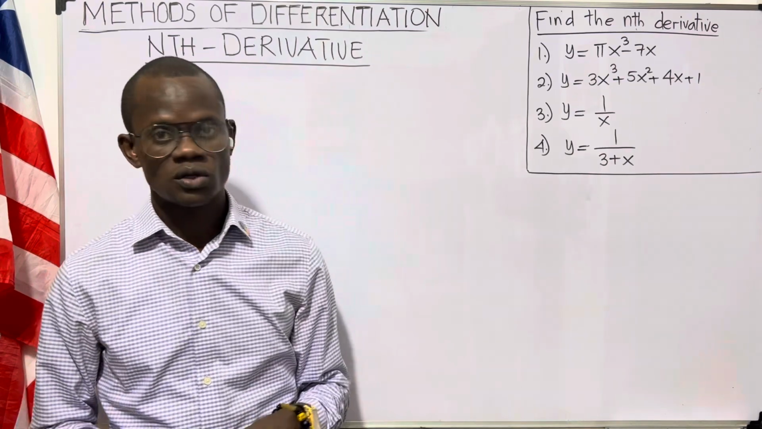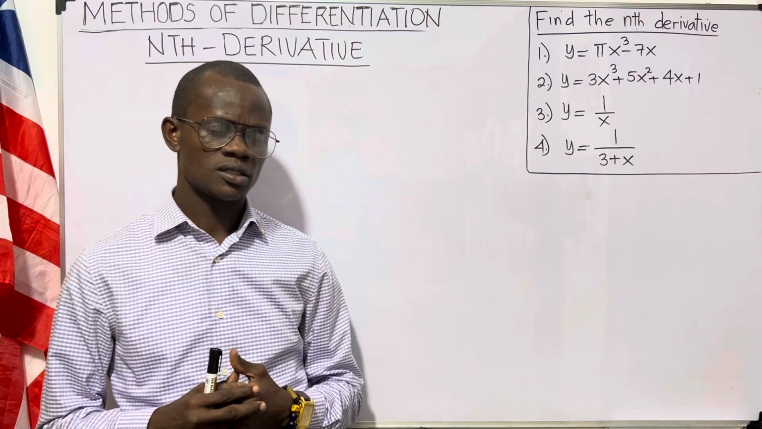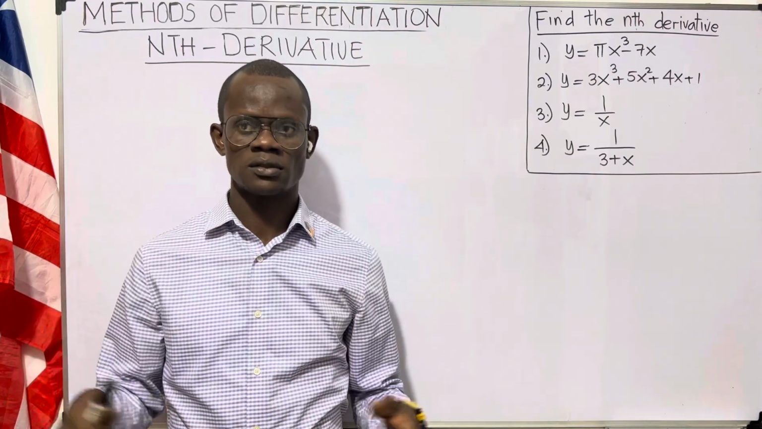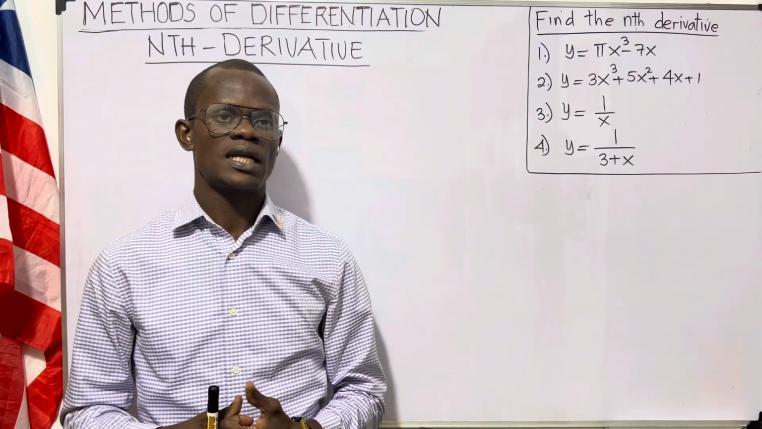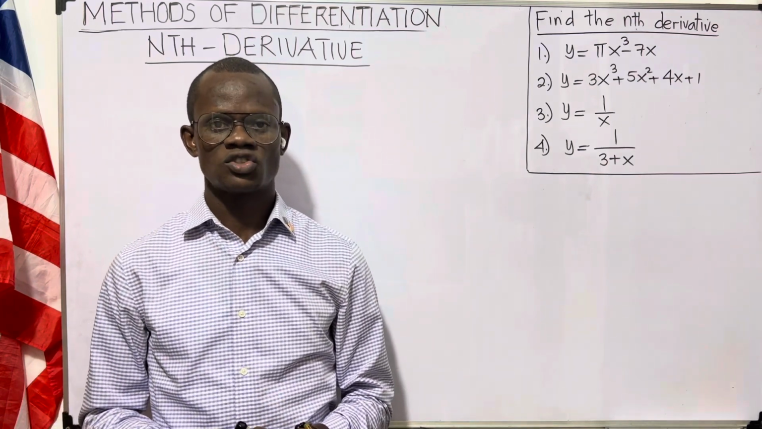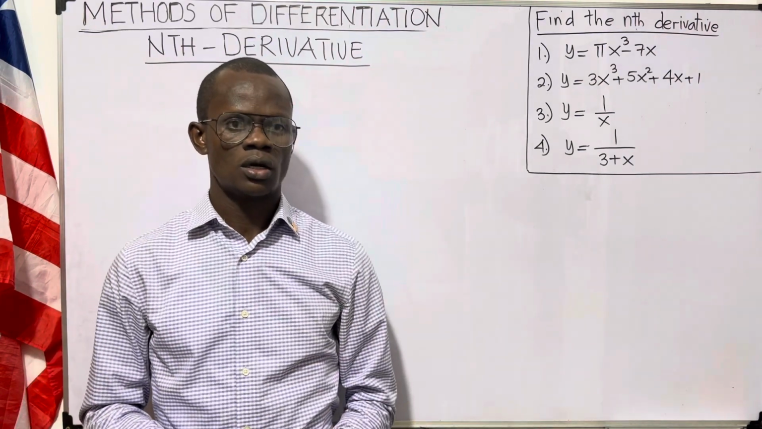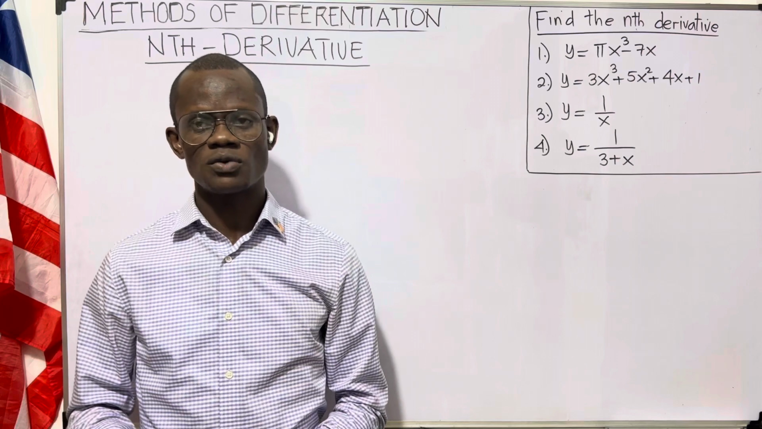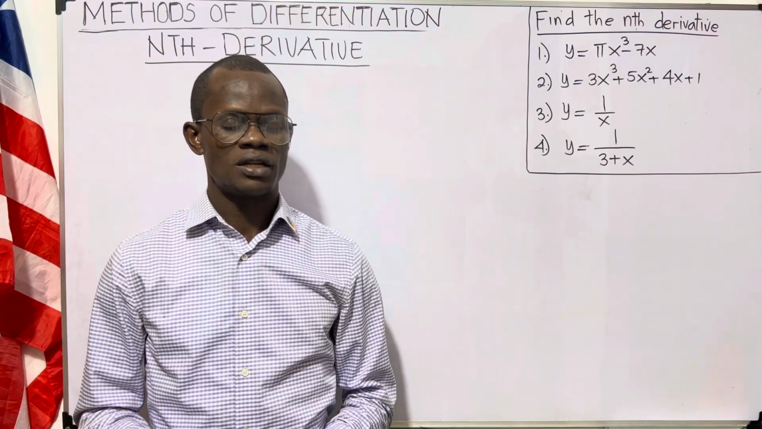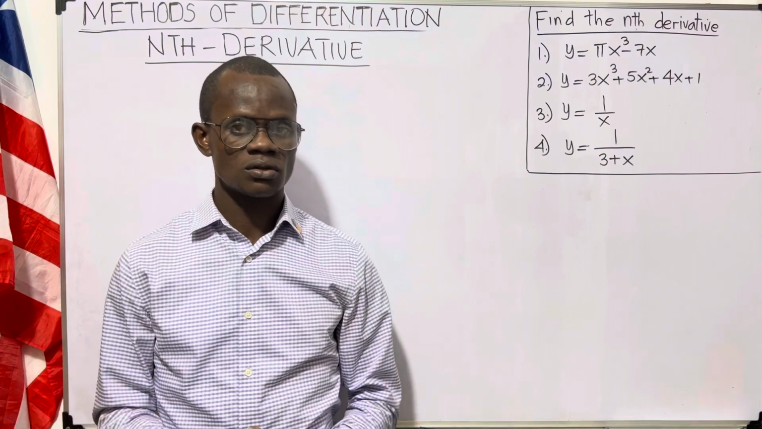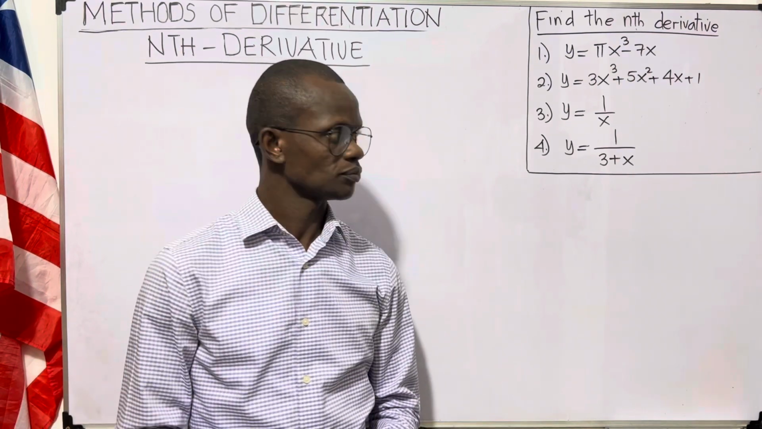In today's lesson, we want to look at the nth derivative. In the previous lesson, we started with higher order derivatives, that is the first order, the second order, the third order. Now let's see how we can find the nth order. Assume you want to find the 19th derivative of a function, the 100th derivative, or the 900th derivative. How do we go about finding the nth derivative?